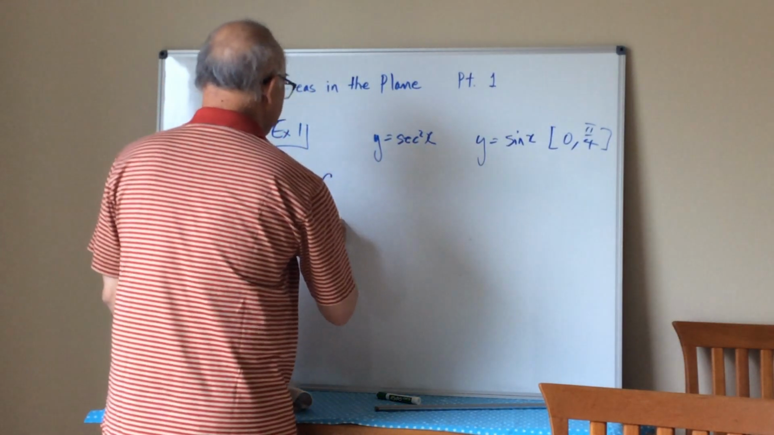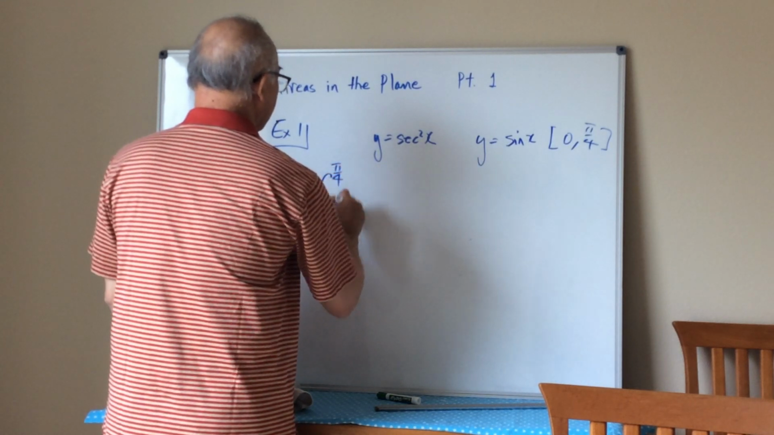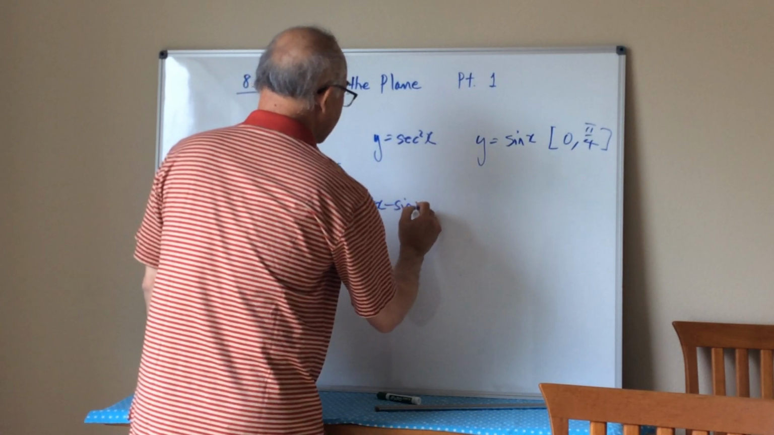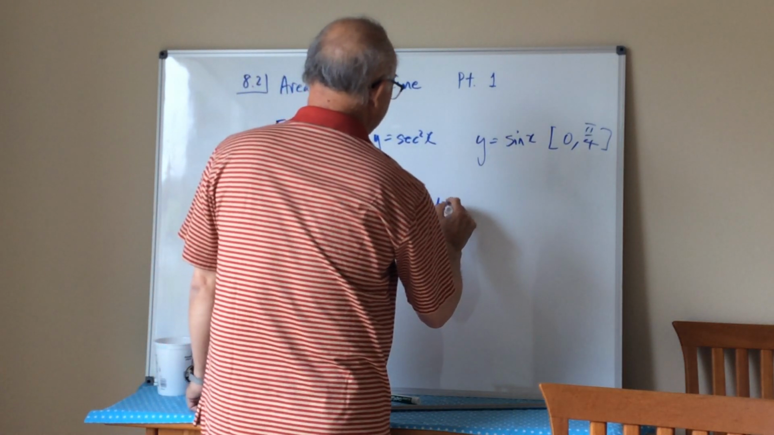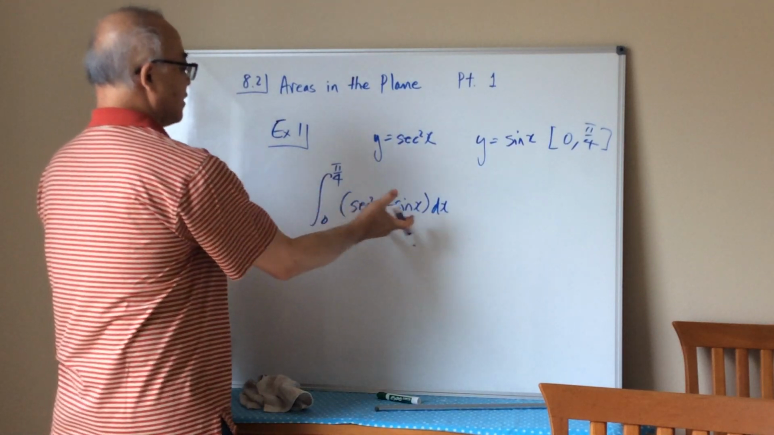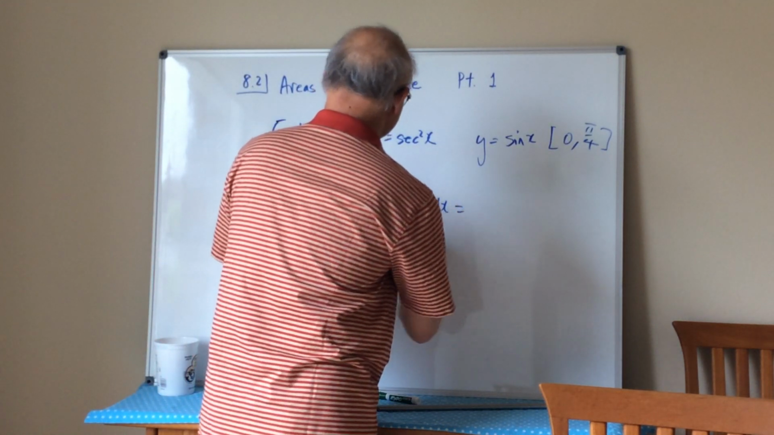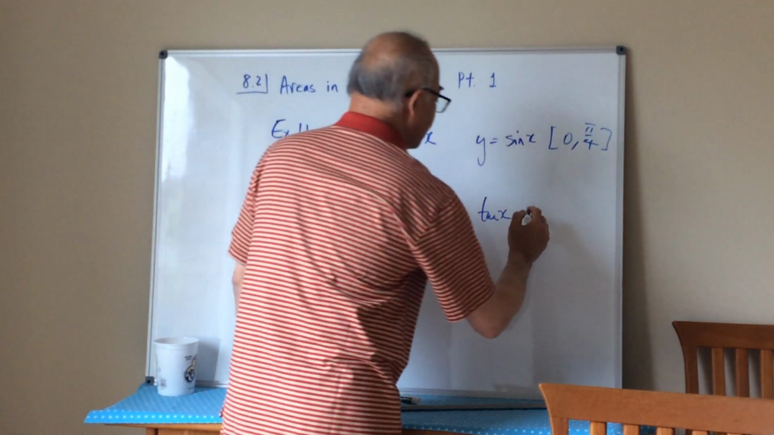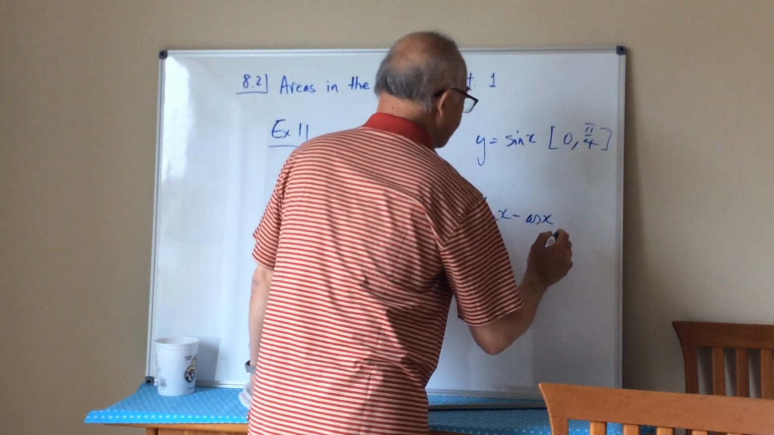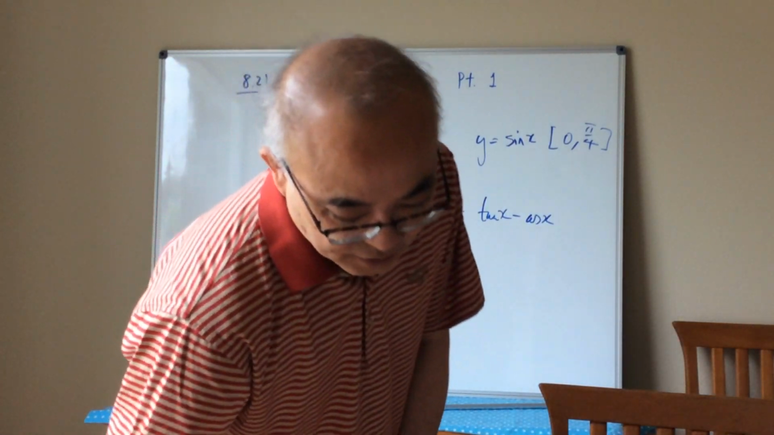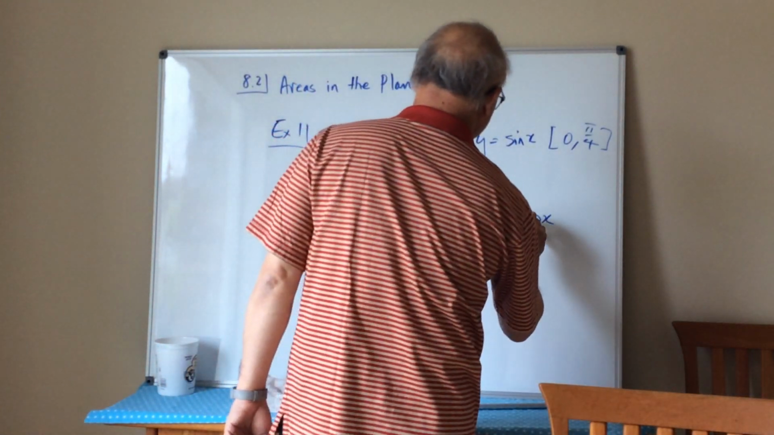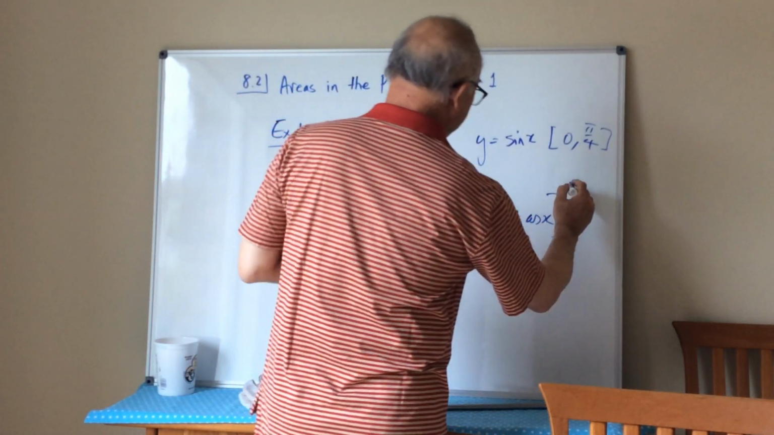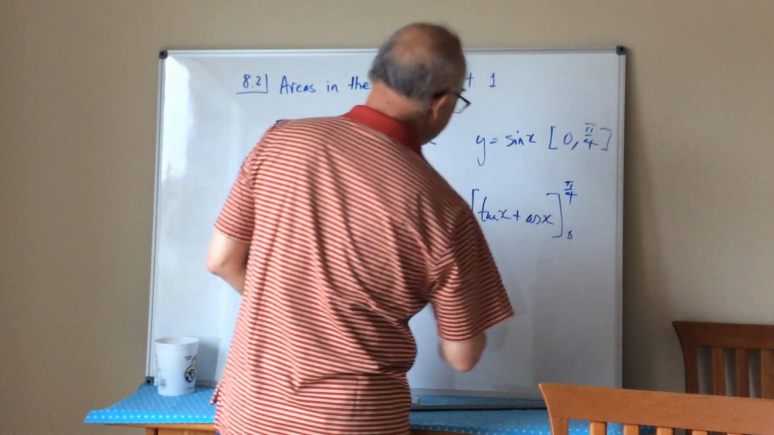So we're going to get the integral from 0 to pi over 4 of secant squared x minus sine x dx. I have to take the antiderivative here. The antiderivative of secant squared is tangent x, and the antiderivative of sine x is negative cosine x. So it's negative, but since we're subtracting a negative, cosine is going to be positive. So we evaluate from 0 to pi over 4.